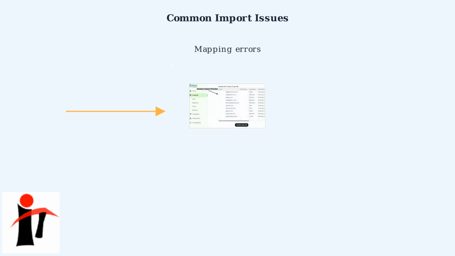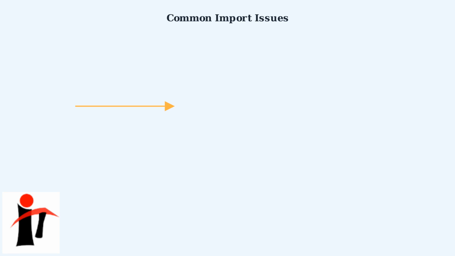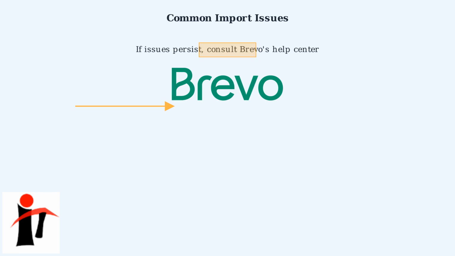Mapping errors occur when fields aren't correctly matched. Use the preview to verify all mappings before importing. Double-check your CSV file for errors and ensure all required fields are correctly mapped. If issues persist, consult Brevo's Help Center for detailed troubleshooting steps and support resources.